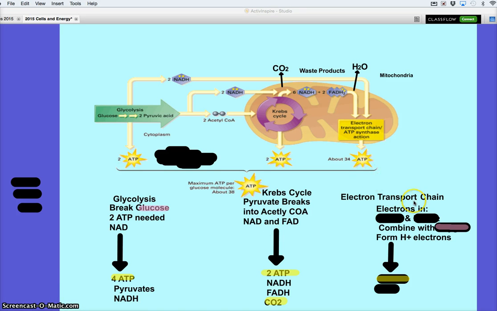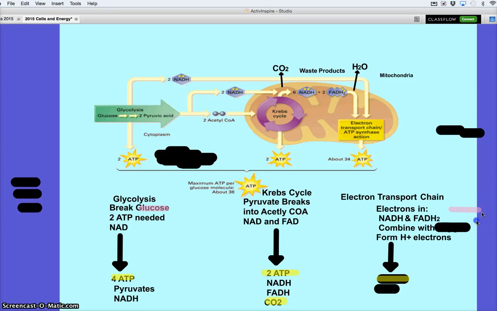Let's reveal electron transport chain reactants. Electrons in NADH and FADH combine with oxygen to make what? Water and ATP.